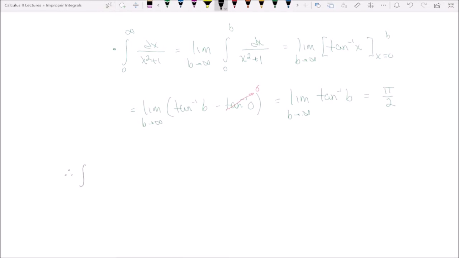We therefore conclude that the integral from minus infinity to infinity of dx over x squared plus 1 is equal to pi over 2 plus pi over 2, which is just simply pi.